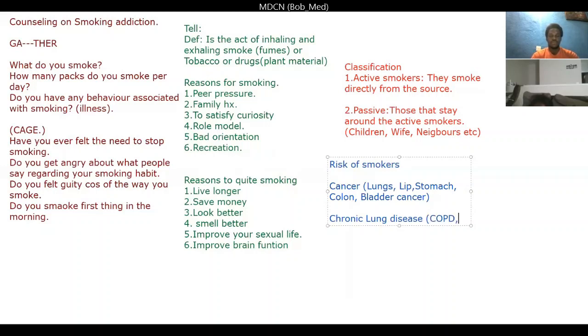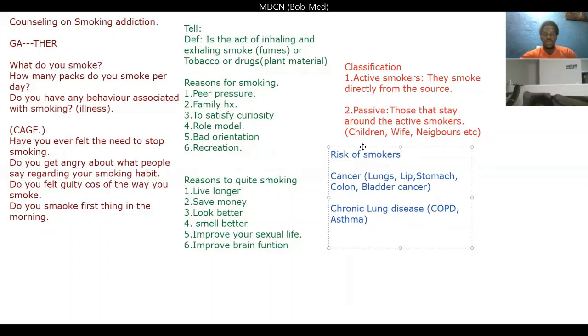COPD, even asthma, they can aggravate asthma. So please take note, even asthma. Apart from this, people are at risk of DM also. Apart from DM, things like problems in pregnancy.